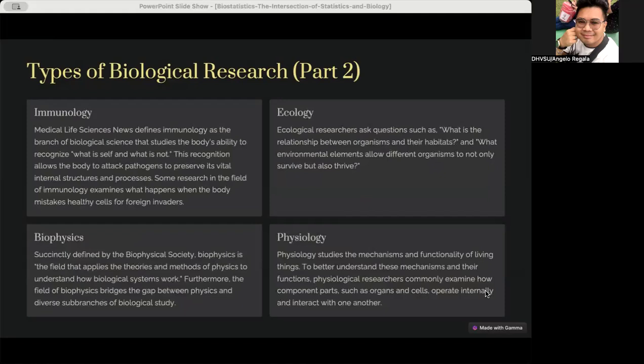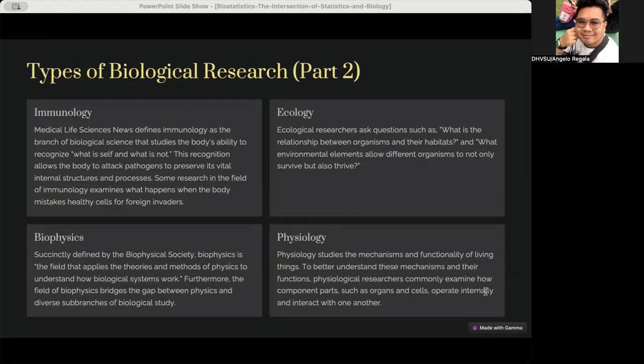So in immunology, we are trying to understand the recognition of the body to attack pathogens and preserve our internal processes. This includes examining what happens when the body mistakenly attacks healthy cells, or how the body protects itself from foreign invaders such as bad bacteria and viruses. These are the things that we are covering under immunology.